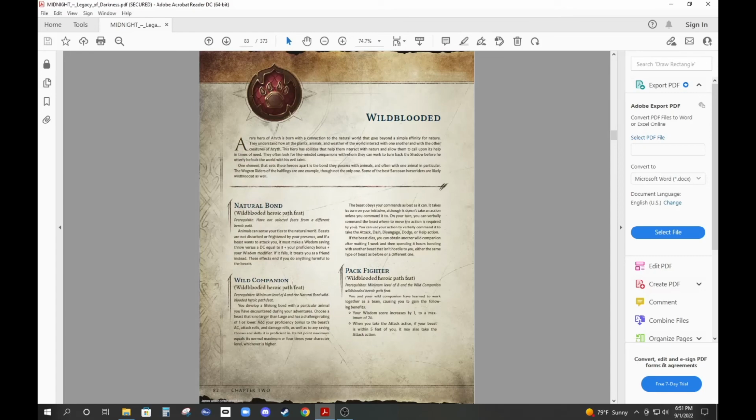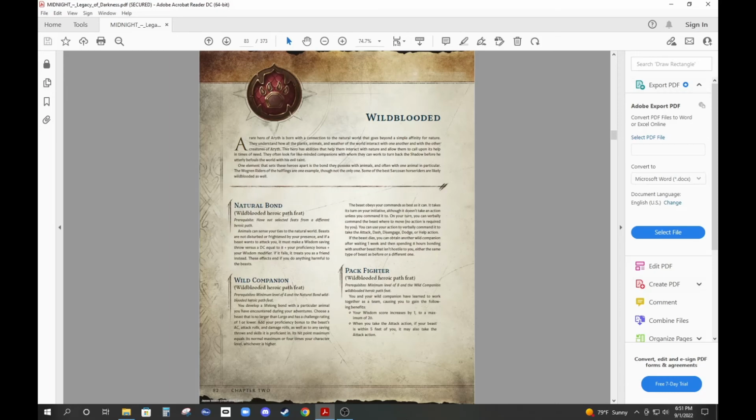And then we have the Wild-Blooded. A rare hero of Aerith is born with a connection to the natural world that goes beyond a simple affinity for nature. They understand how all the plants, animals, and weather of the world interact with one another and with the other creatures of Aerith. This hero has abilities that help them interact with nature and allow them to call upon its help in times of need. They often look for like-minded companions with whom they can work to turn back the Shadow before he utterly befouls the world with his evil taint.